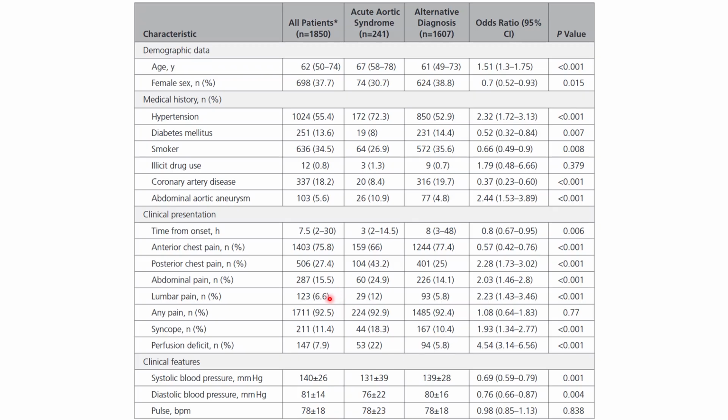Even fewer had lumbar pain, back pain. Having any pain at all was 92%, and 10% of them had a syncope. So it's fairly similar to what we just talked about. Okay.